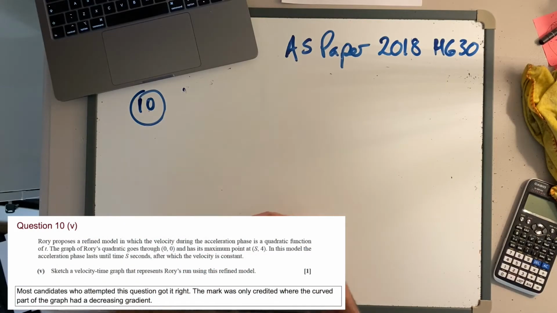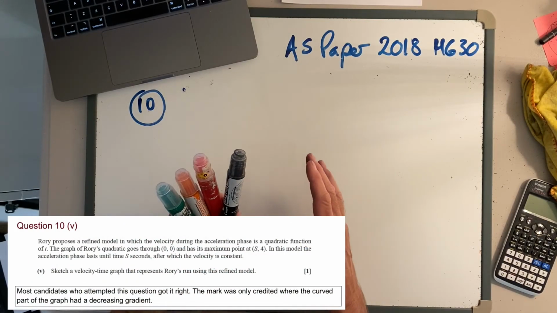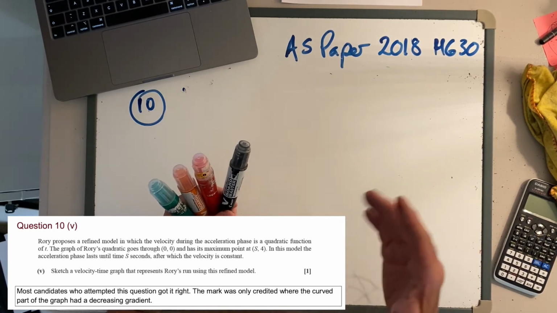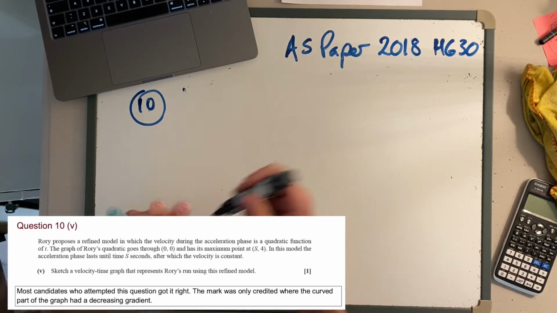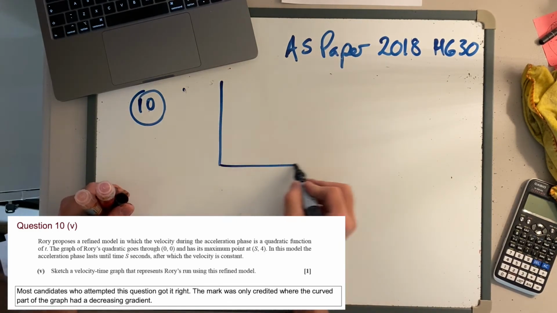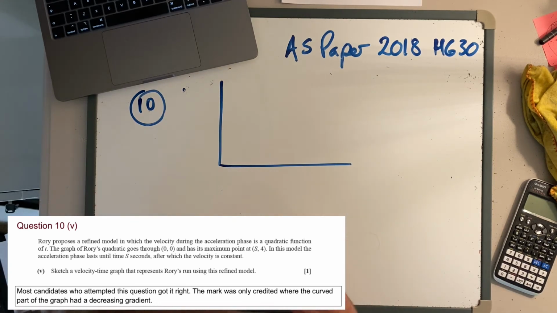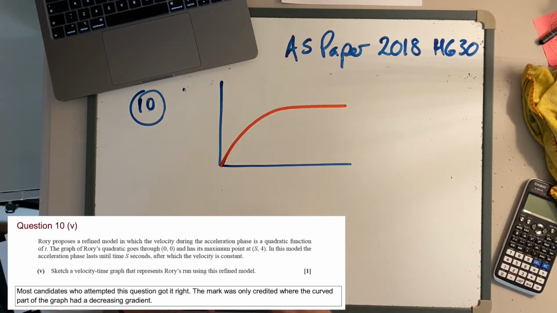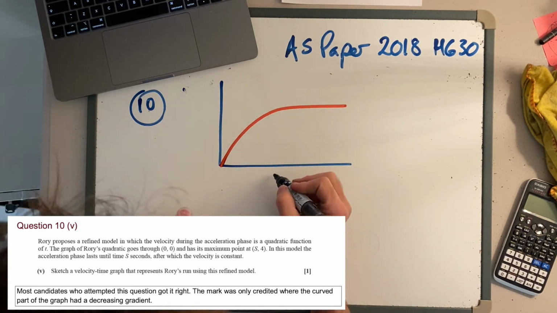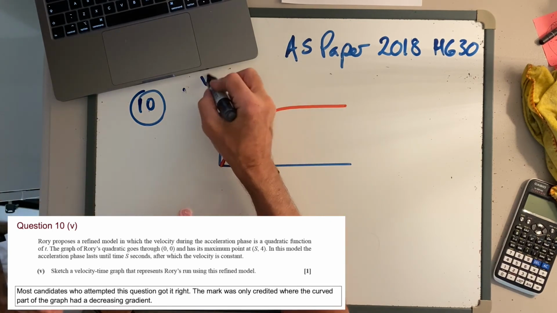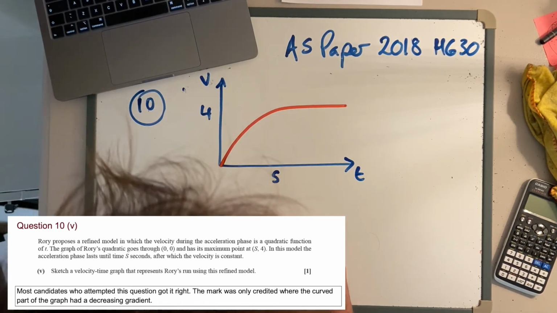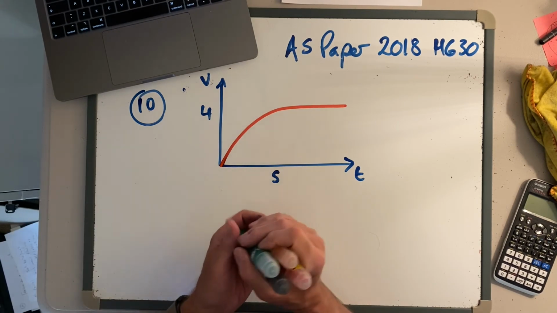Part V, it says Rory proposed a refined model. Okay, so it's a quadratic function of t, and it goes through 0, 0, and find the maximum point at S4. So we were just asked to sketch this, and it starts at 0, so it's quadratic, so it's like that, and then straight. So that would be there, and that's our 4 there. So that's what the graph would look like in terms of time. And then it says, state with a reason whether S is greater than T or less than T.